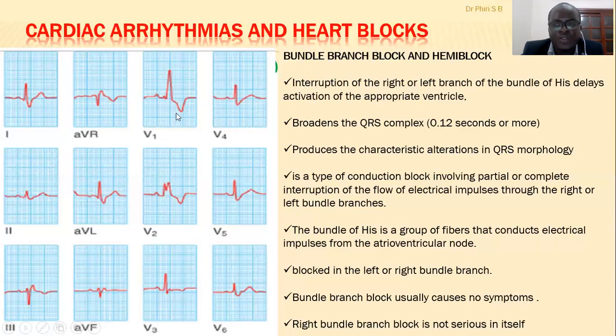So once you have broadening of the QRS complex mainly, then you'll be thinking of the bundle branch block or the hemiblocks. It's a type of conduction block involving partial or complete interruption of the flow of electrical impulses through the right and the left bundle branches. The bundle of His is a group of fibers that conduct electrical impulses from the atrioventricular node to the ventricles. Of course, we know, and then it's blocked in the left or right bundle branches.